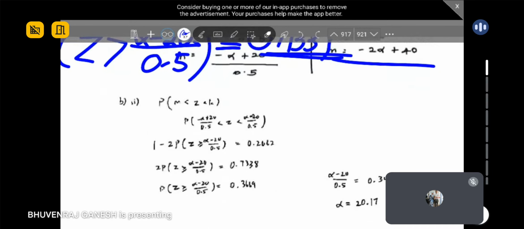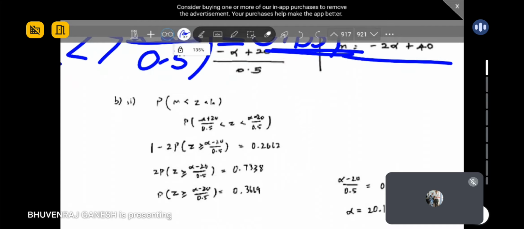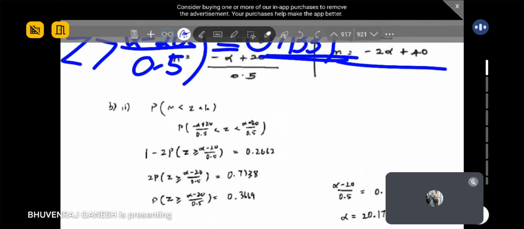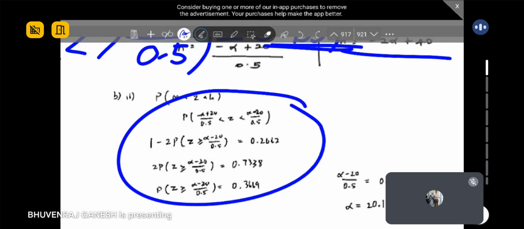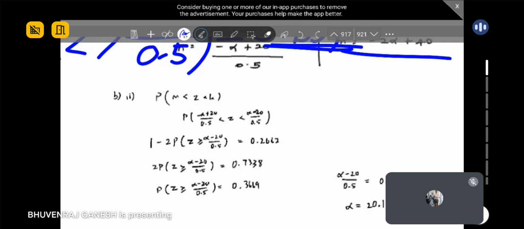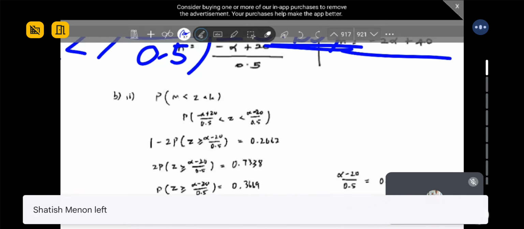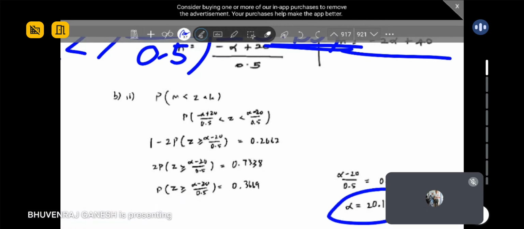Kamu boleh pilih. Okay, for your information, mereka buat kaedah ni lah. So the answer is slightly different. I mean jalan kira dia kat sini is slightly different. They use the concept of 1 minus the one on the right-hand side and also left-hand side. This one also can. Kaedah ni pun boleh. No problem. So you will still get the same answer. Akan dapat jawapan sama. So your alpha should get 20.17.